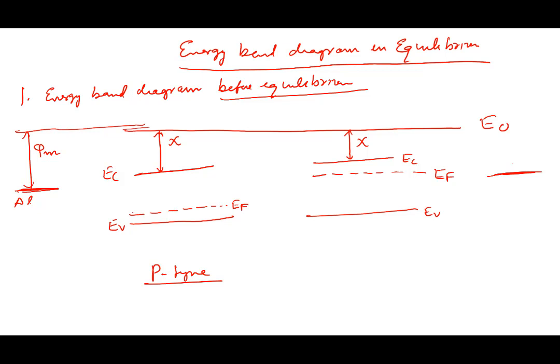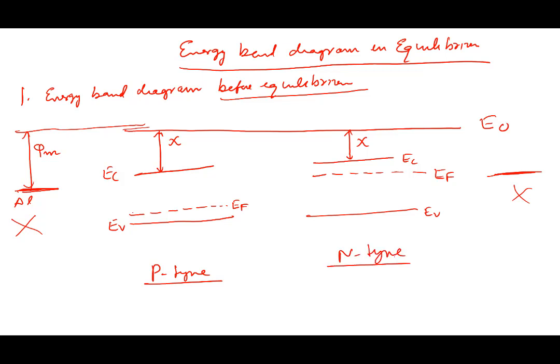The next thing is, now you imagine that these different elements are brought together. In our case, we are not considering the metal right now. We are bringing the p and the n type together.